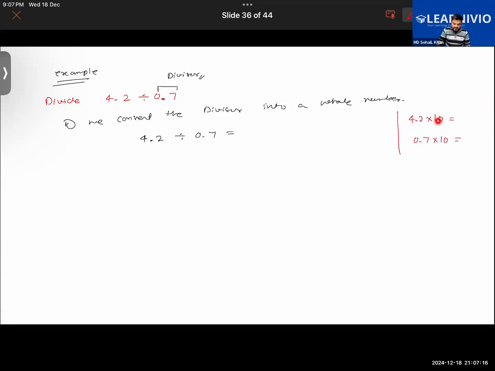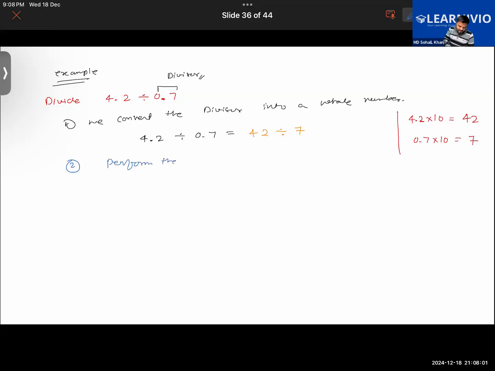So 4.2 multiplied by 10 will give you how much? Follow the rules we have learned. It is 42. And 0.7 multiplied by 10 is 7 only. So further, we can do the division, basically dividing 42 by 7 here. Getting it, what we have done? We have converted the divisor and the dividend both into whole numbers. So the second step is that we perform the division now.